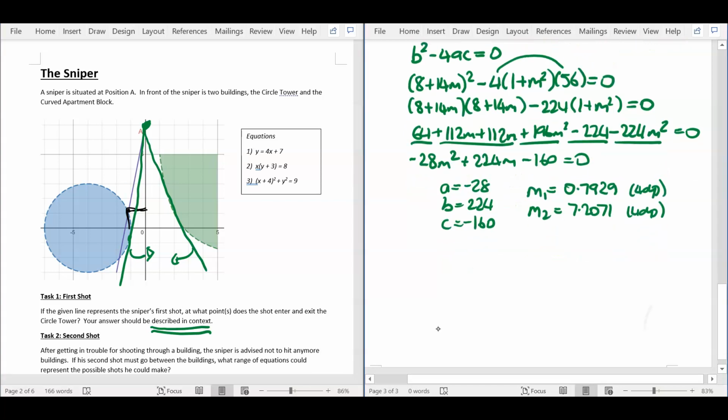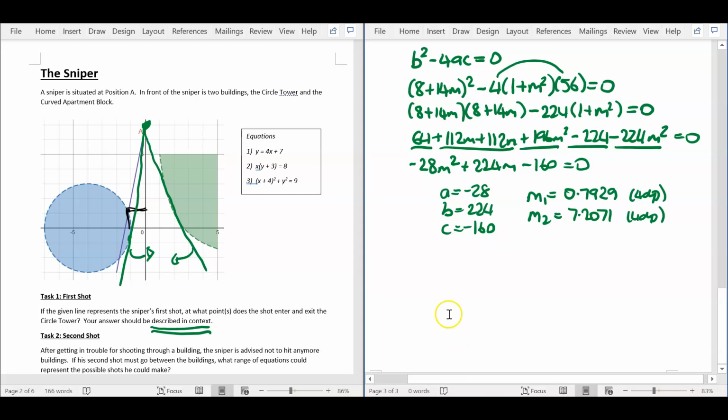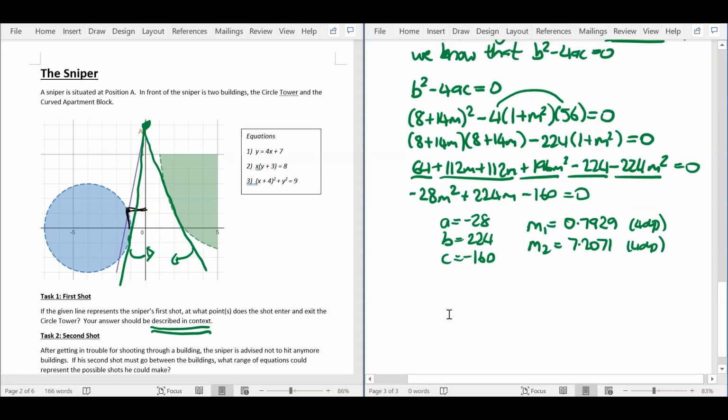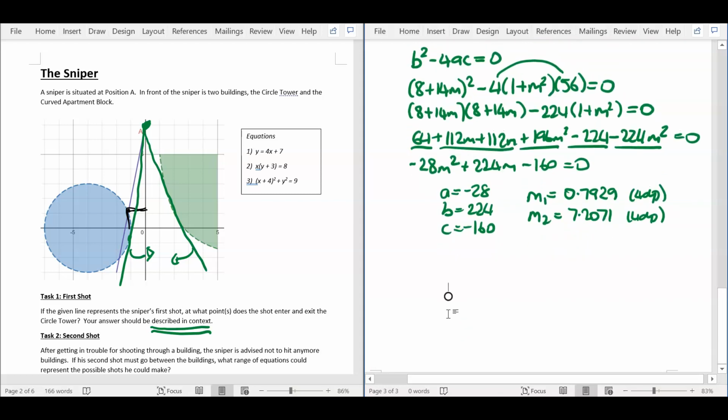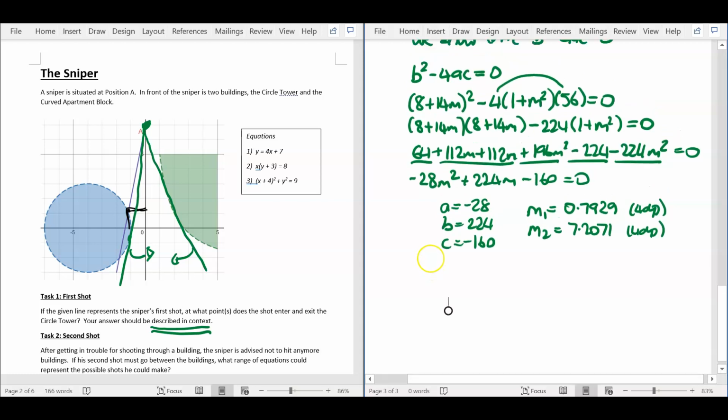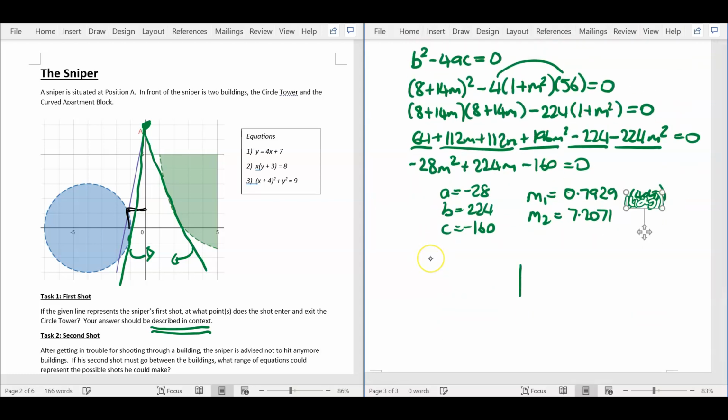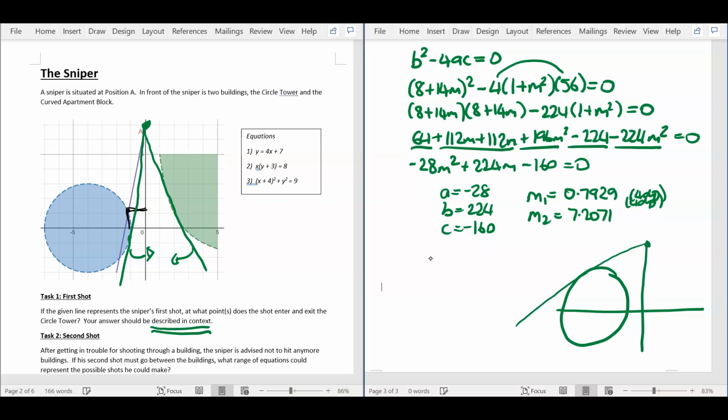We need to try to figure out which one's going to be the false answer and which one's going to be the real answer. And just to help facilitate that, I'm just going to draw a bit of a diagram. There's my x and y axes. Here's my circle. The sniper's over here. And these tangents relate to one of two lines. So we're going to have one tangent floating up over here, and we're going to have one tangent floating down here.